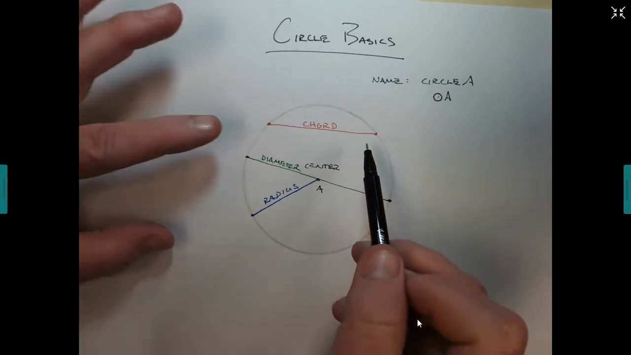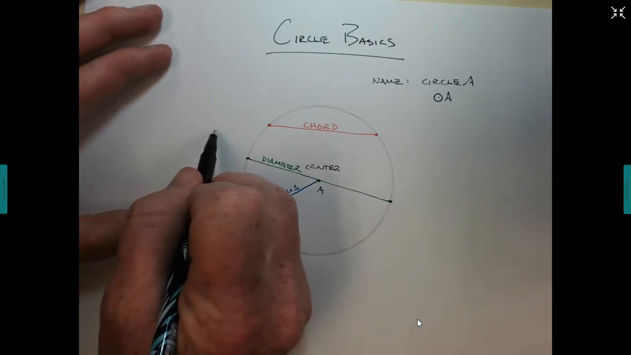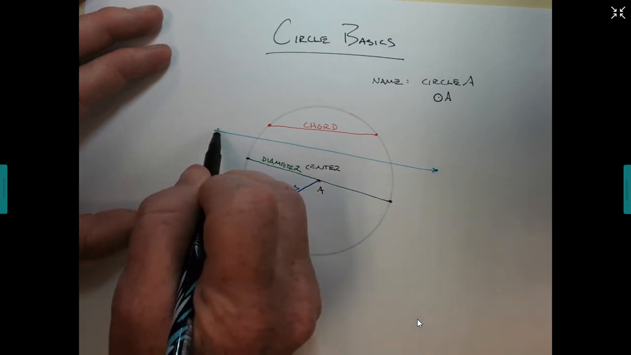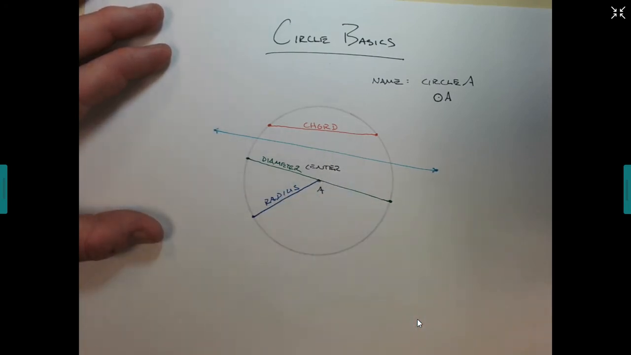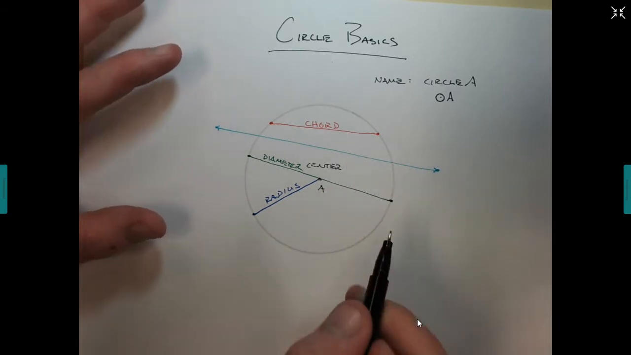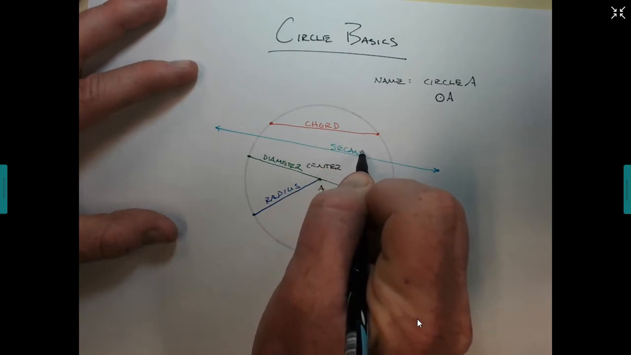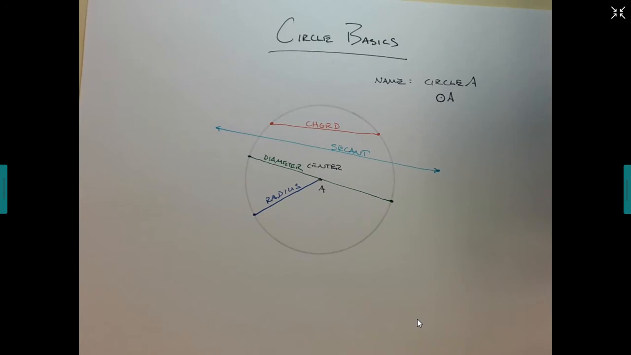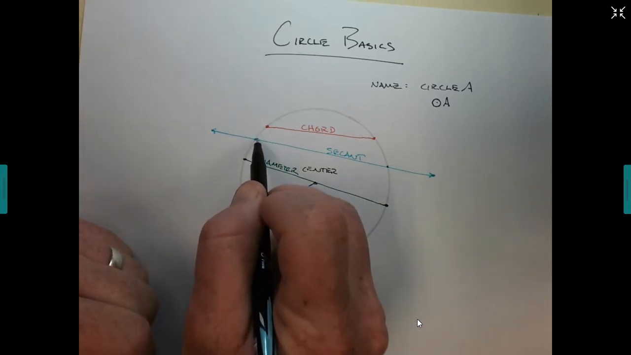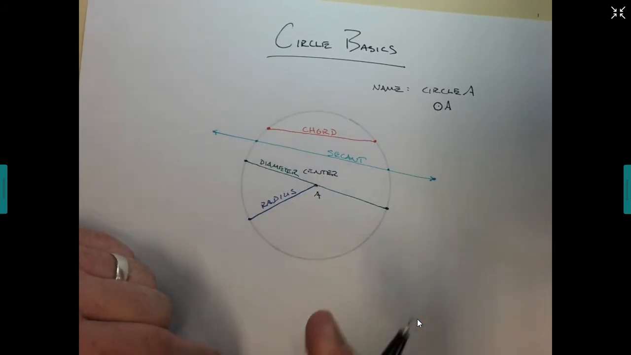Let's keep going here. Let's say I took this chord and I extended it some. So a chord and then some. Sometimes this could be a segment or a line. A chord has to be a segment. If we have a line that contains a chord inside of it, that's called a secant. A secant is going to have two intersection points on the curvature of the circle. It's going to have that chord somewhere inside of it.